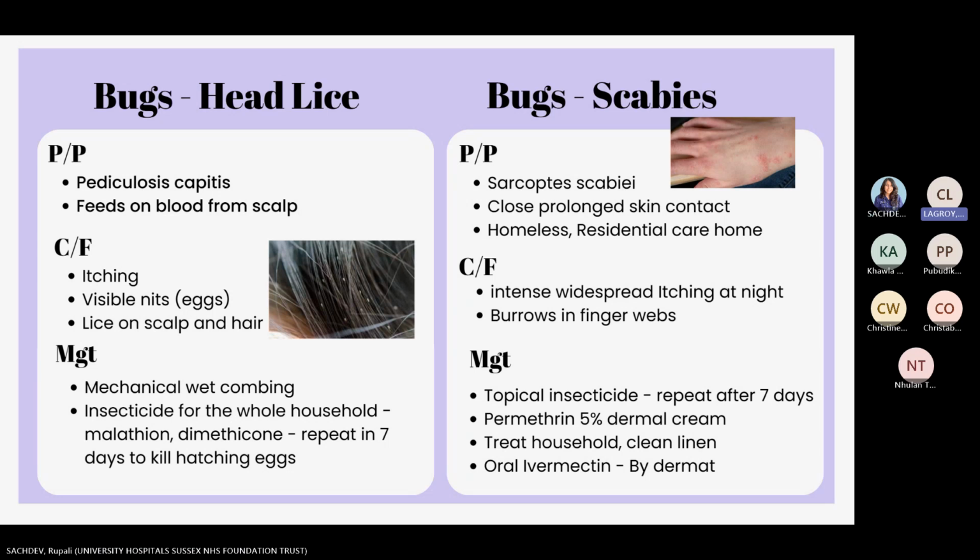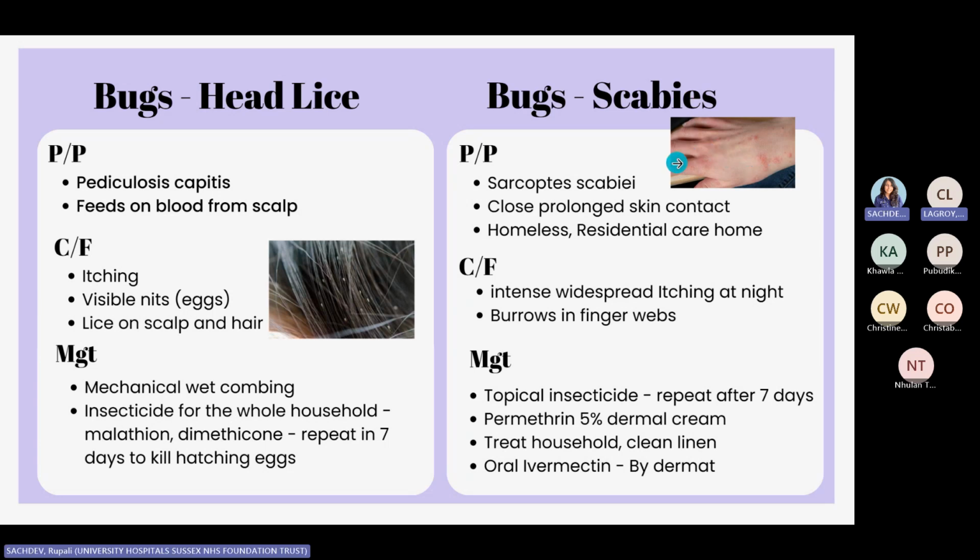Another kind of bug is scabies, and it's usually close, prolonged skin contact. So it's very common in nursing homes and elderly people or just people who live in quite close quarters. They're going to come in with very itchy rashes on the hands, in the interweb of the fingers, and it's going to also cause little burrows in the finger webs, and they're just going to be saying it's very, very itchy and bothering them. And you can see the rash on the picture there.